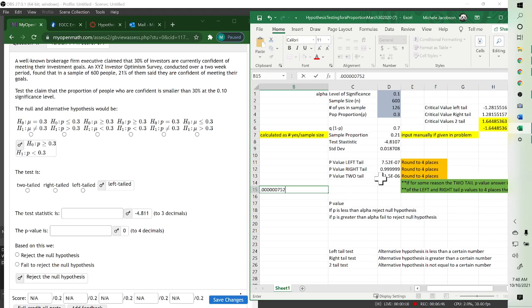Same thing with the 2 tail. That would move 6 units. And so that's why it's 0. And 0 is less than alpha because alpha was 0.1 on top. And so you reject the null hypothesis. If the p-value is less than alpha, reject the null hypothesis from right here.